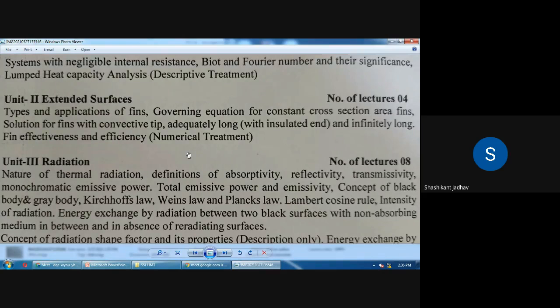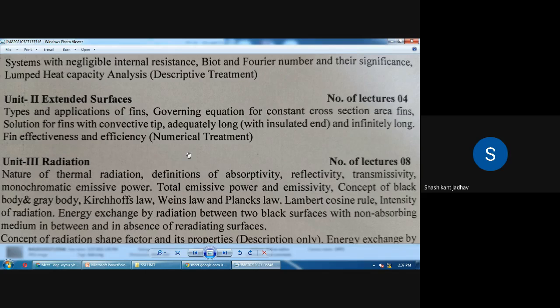Then we have to discuss the governing equation for the constant cross section area of the fin, and in that we have to see three cases, case number 1, case number 2, and case number 3. In case number 1 we discuss the infinitely long fin. In the second case, the fin with insulated end. And in case number 3, if at one end there is heat transfer because of convection, means the convective tip is there. So these are the three cases.